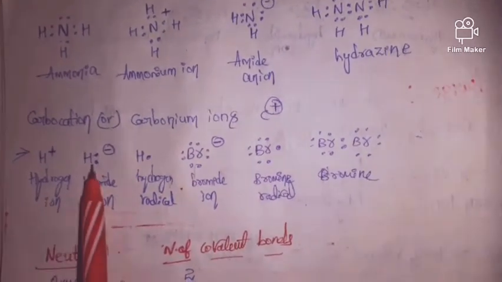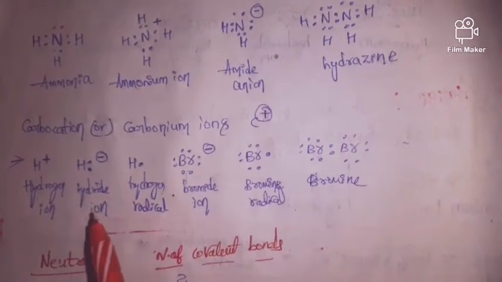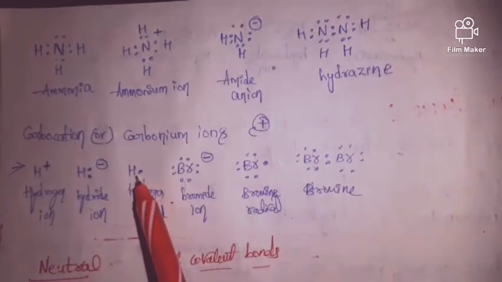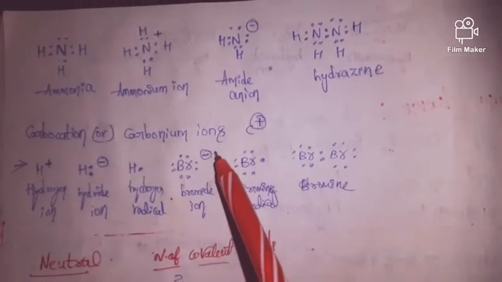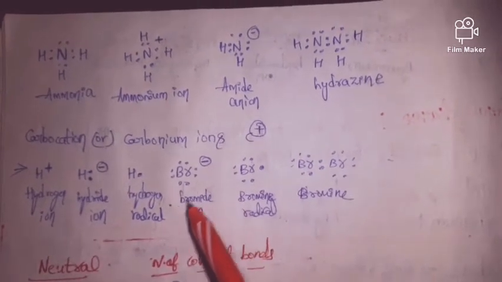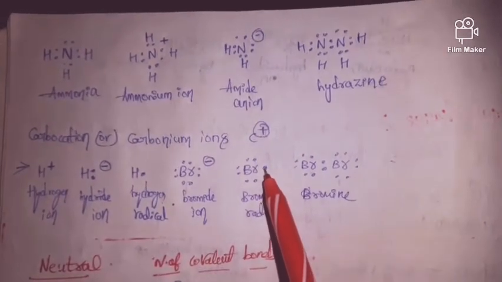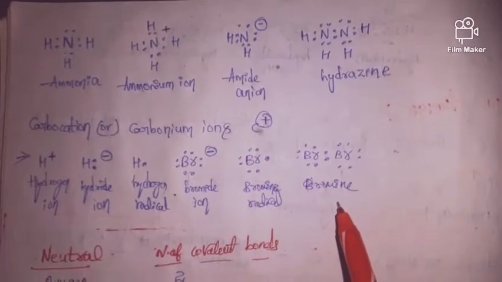This is the hydrogen ion. This is the hydride ion, H minus. Here only a single electron is present, so this is a hydrogen radical. And here we have represented a negative charge, so this is the bromide ion. And here the single electron is present, so this is a bromine radical. And this is bromine.